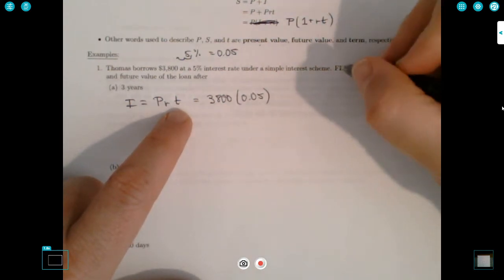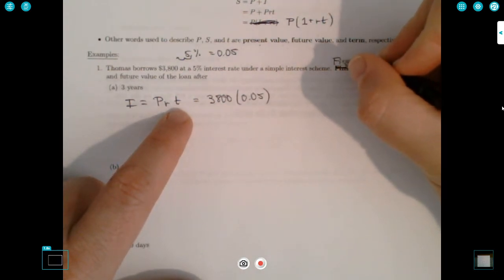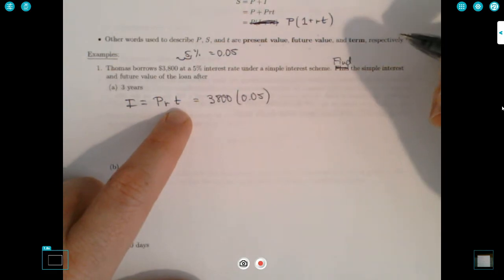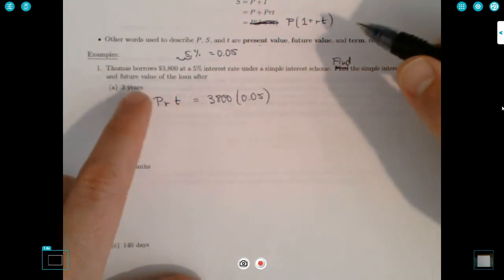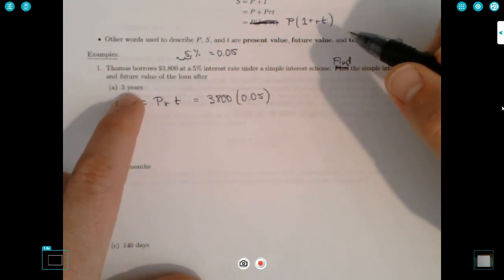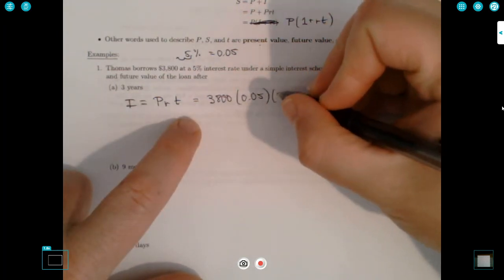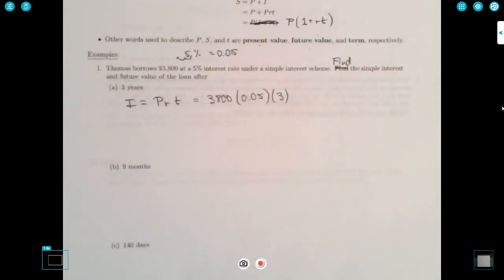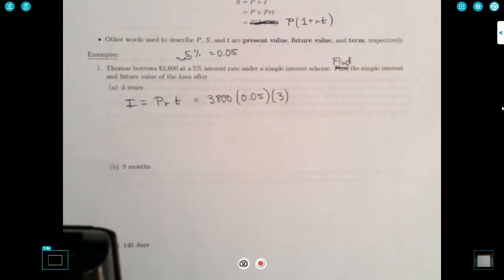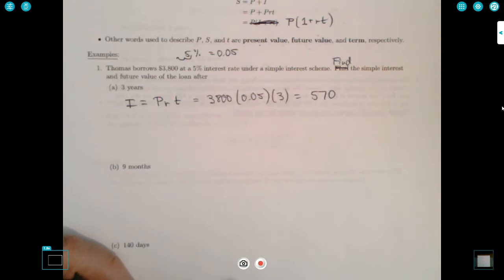And then time, T, is in years, right? So for the time in part A, it would be 3 years. So we would say times 3. So you punch that into your calculator. 3,800 times 0.05 times 3 is 570. That's the amount of interest that he's going to accrue over the course of 3 years, which is not bad.